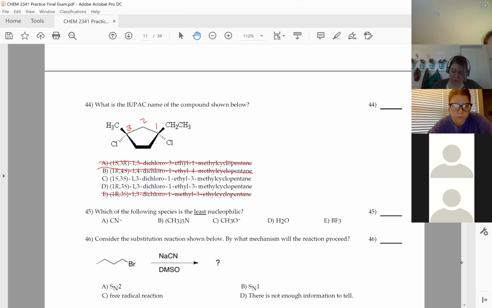Naming. Yeah, we don't have to worry about naming anymore. What else? What's the difference between C and D? The rotation of the first one. Right. So notice that they both say 3S. So don't waste time determining the stereochemical designation of carbon number 3.